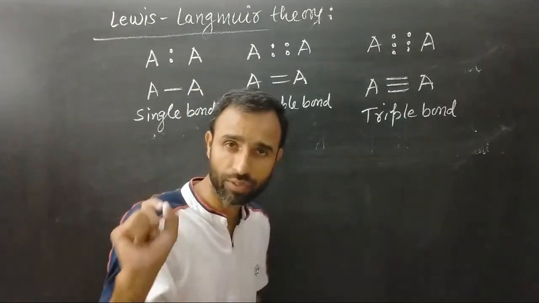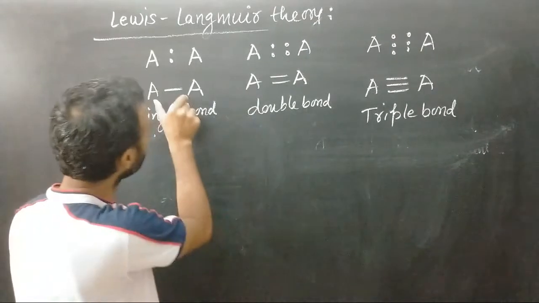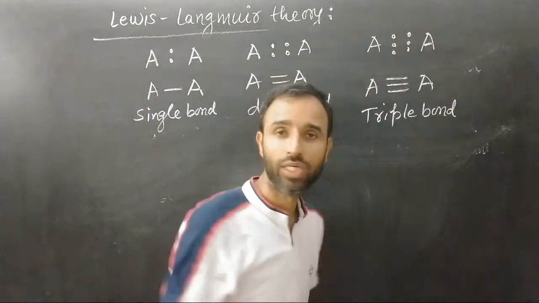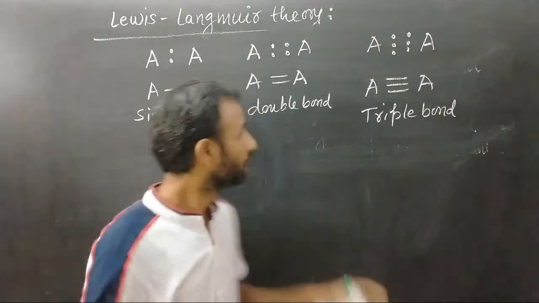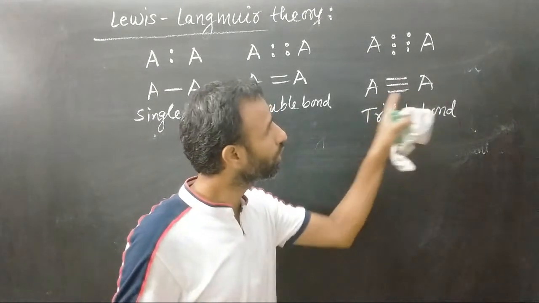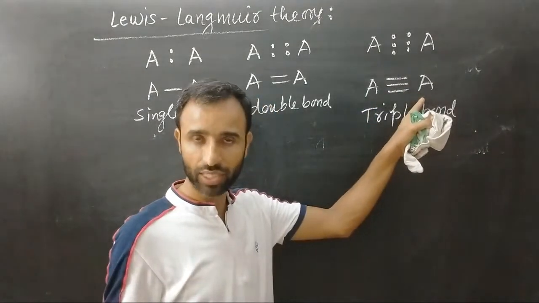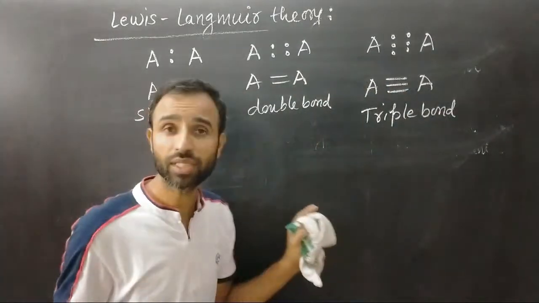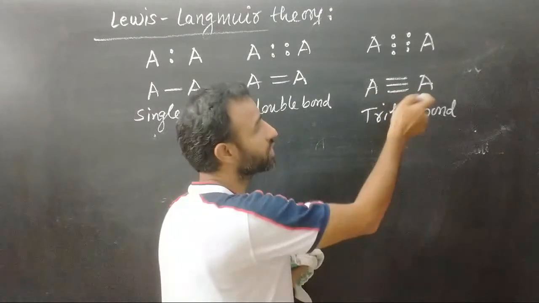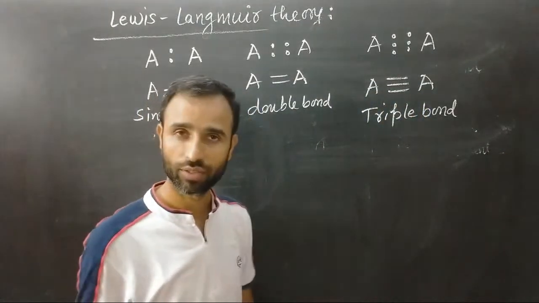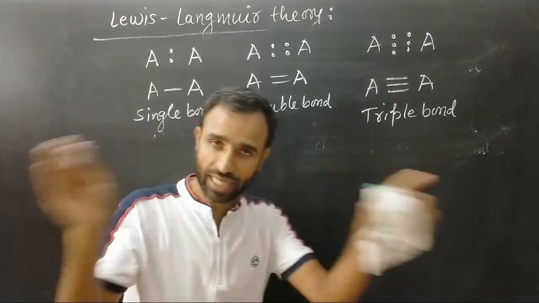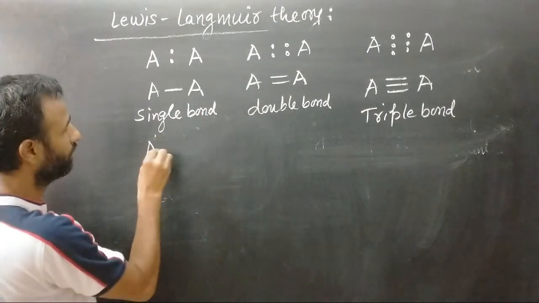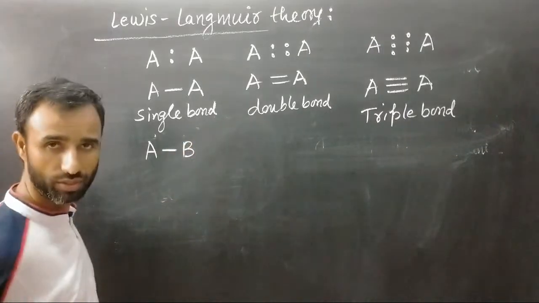But what would happen when they form single, double or triple bond? There is more bonding in triple bond than double than single. That means the atoms are closest in triple bond and farthest in single bond. Same is the case with different atoms.